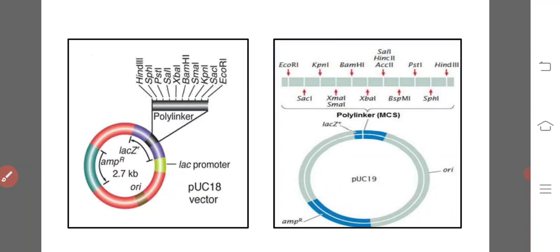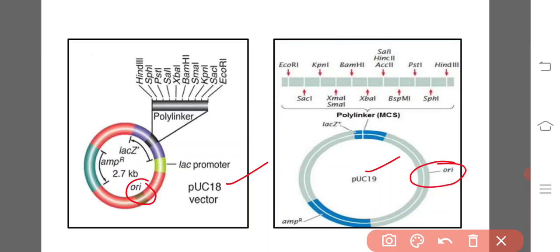So here we are seeing different kinds of vectors like pUC18 and pUC19. Here this is the ORI site, origin of replication, and these are the polylinker sequences, multiple cloning sites, and here there is an ampicillin resistance gene, and lacZ gene insert.